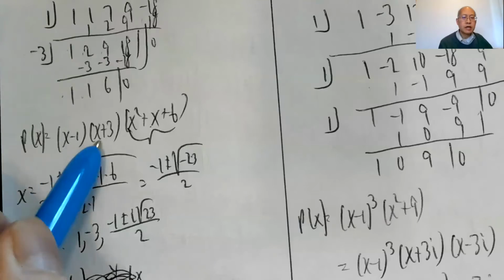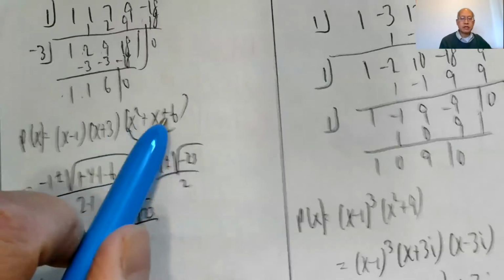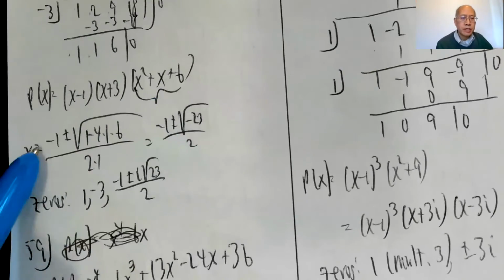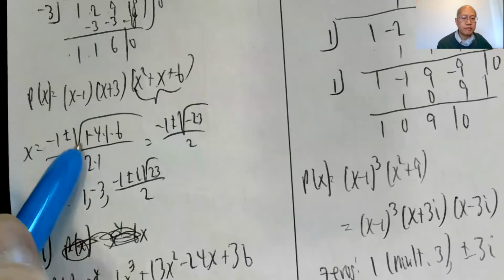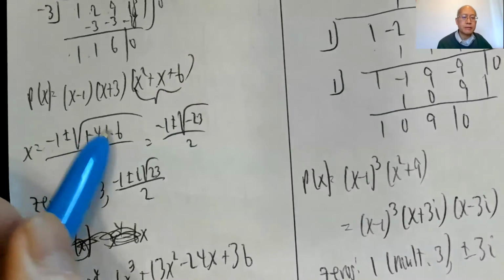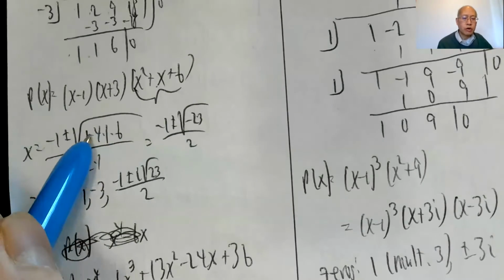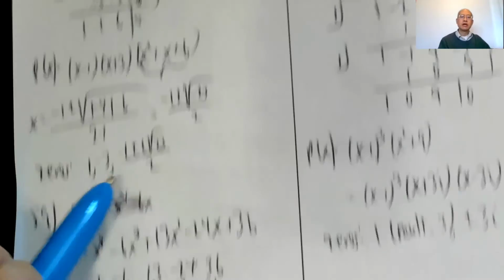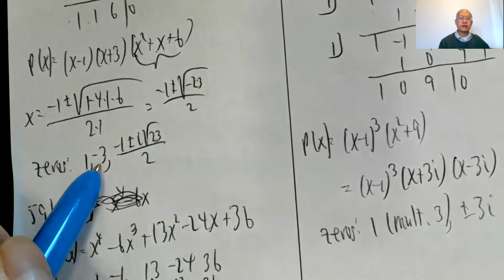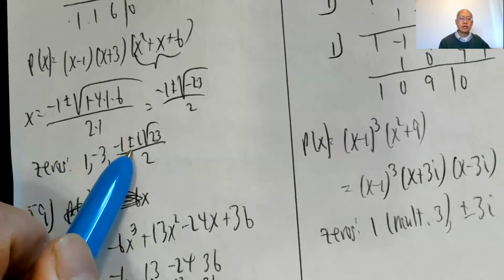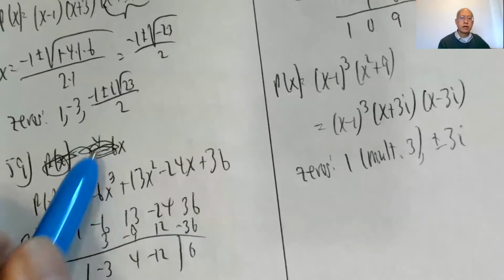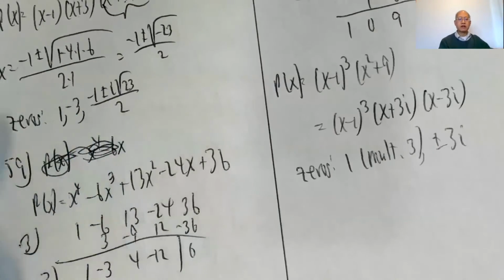So I have (x minus 1)(x plus 3)(x squared plus x plus 6). Quadratic formula: negative b plus or minus the square root of b squared minus 4ac, over 2a. That's 1 minus 24, negative 23. So the zeros are 1, negative 3, and negative 1 plus or minus i radical 23 over 2. There's supposed to be 4 zeros. Here they are. And we could write the 4 factors, but they don't ask for it, so we won't give it to them.